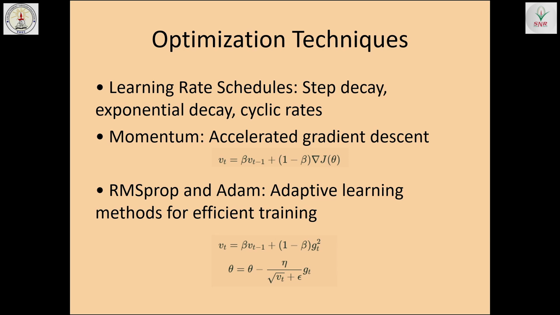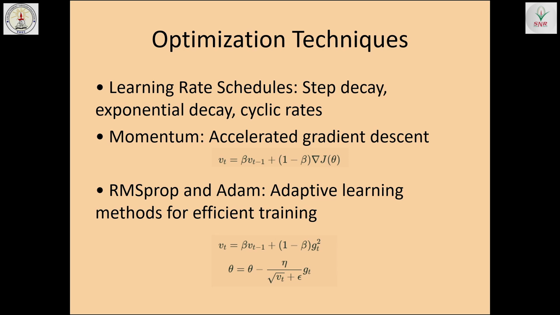So, first, step decay. Step decay will reduce the learning rate by a factor every epoch. Okay, so that is what step decay is all about. When it comes to exponential decay, it will decrease the learning rate exponentially over time. And when it comes to cyclic rate, it will vary the learning rate between a minimum and maximum value throughout the entire training phase. By adapting the learning rate, these schedules help the convergence speed and the model performance.